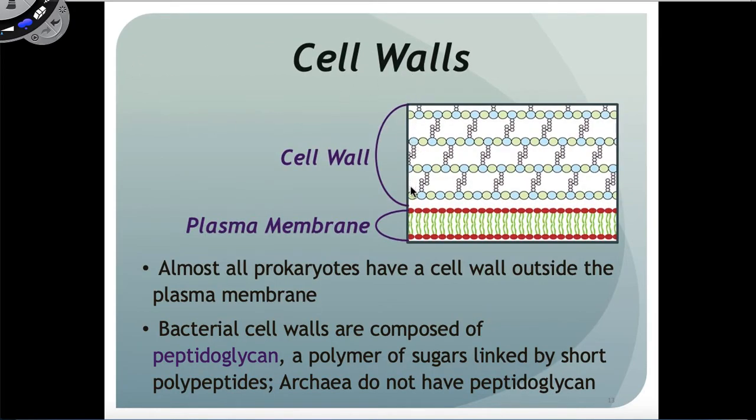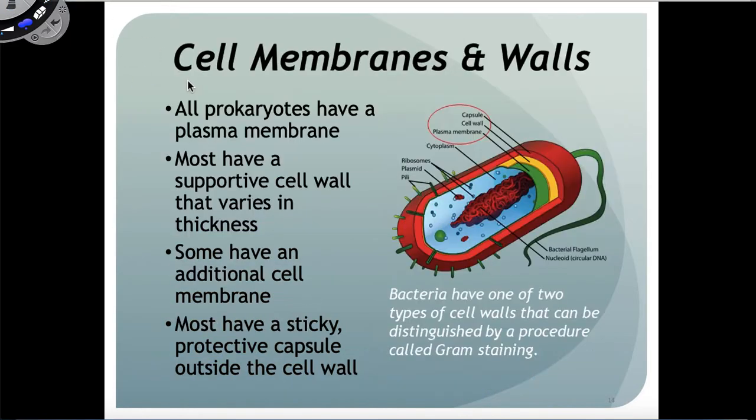Almost all prokaryotes have a cell wall outside the cell membrane, and if you're part of the eubacteria domain, your cell walls are made up of this polymer of sugar, which is called peptidoglycan. Again, archaea do not have this type of peptidoglycan. All prokaryotes have a plasma cell membrane. Most have a supportive cell wall that varies in thickness. Some have an additional cell membrane, and most of them have a sticky protective capsule outside the cell wall that helps the bacteria against attack from our immune system and also attack from antibiotics.